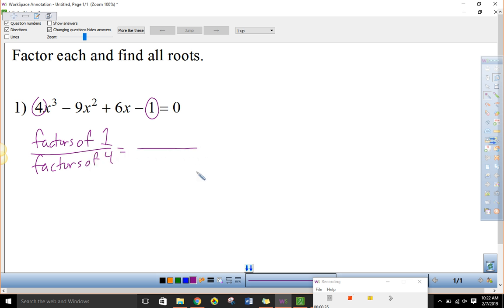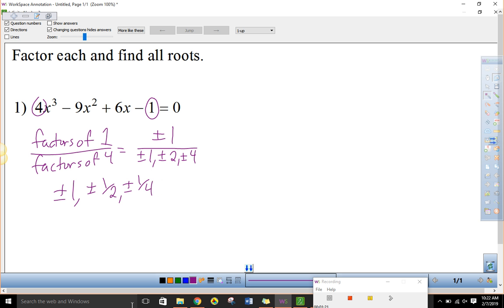What are the factors of 1? 1. Okay. What are the factors of 4? Can you get them in order from lowest to highest? Plus minus 1, 2, and 4. So far, so good? So what does this actually tell me? What are the numbers that I could try? Positive or negative 1, 1/2, and 1/4.